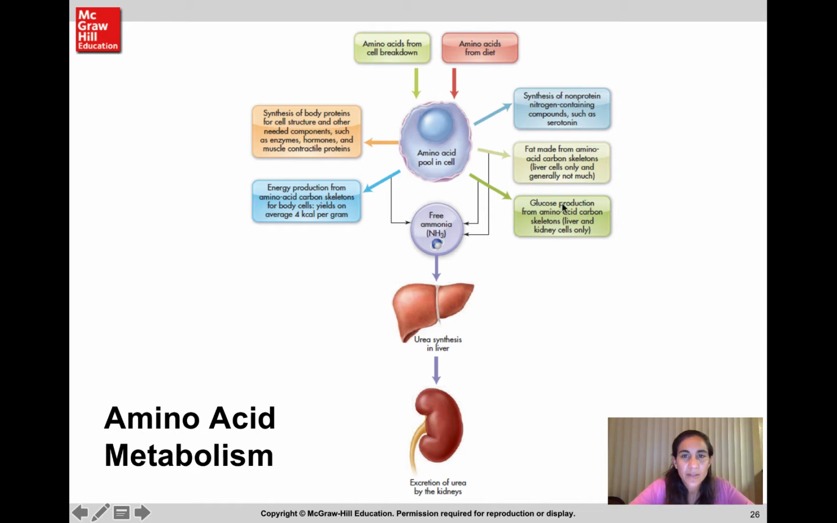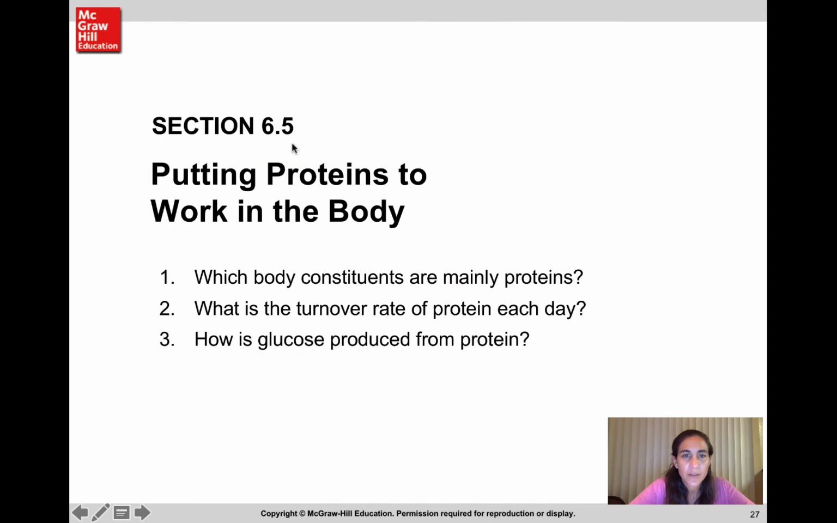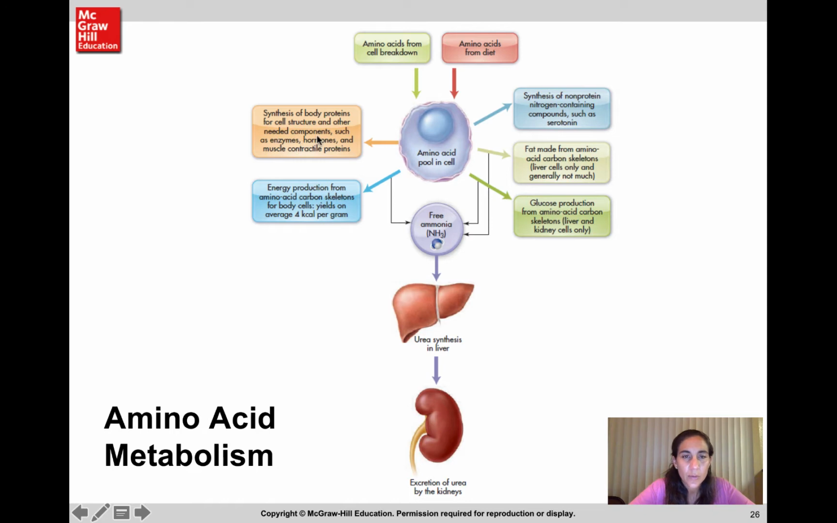And then we see 5 fates essentially of the amino acids. So they can be used for synthesizing the body proteins that we talked about, needed for forming enzymes, hormones, contractile proteins, antibodies, structural components, etc. So protein synthesis, we can see that it can be used to synthesize non-protein nitrogen-containing compounds, such as the compound, it's a neurotransmitter called serotonin.